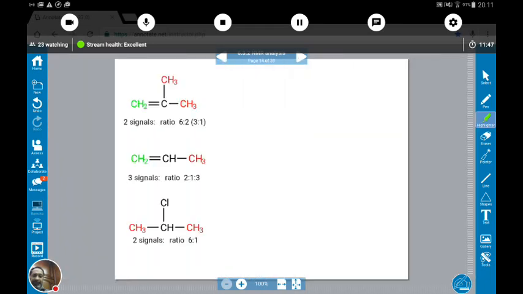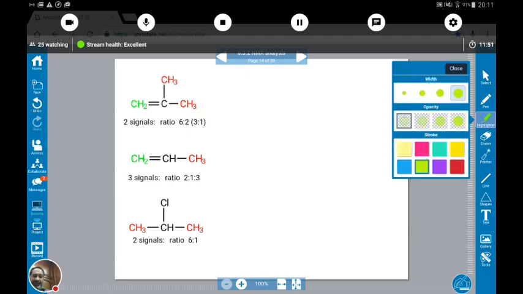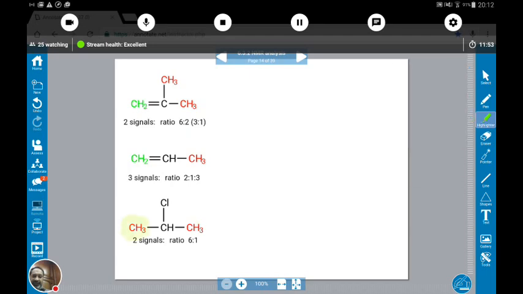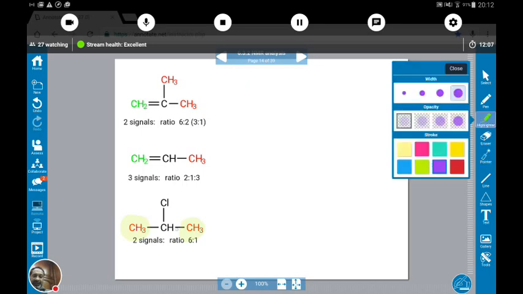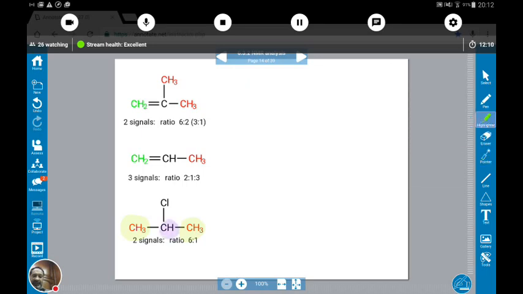Let's keep going. Last one over here, again, let's just remind ourselves, because this CH3 and this CH3 are exactly the same distance apart from this CH over here, they're both exactly the same, they will only give one signal. This hydrogen in the center is distinctly different, so this will give its own particular peak.